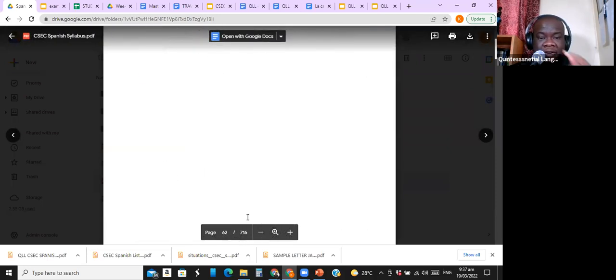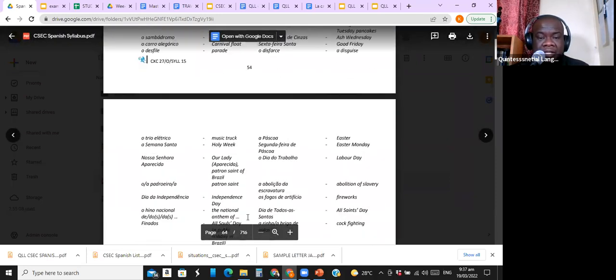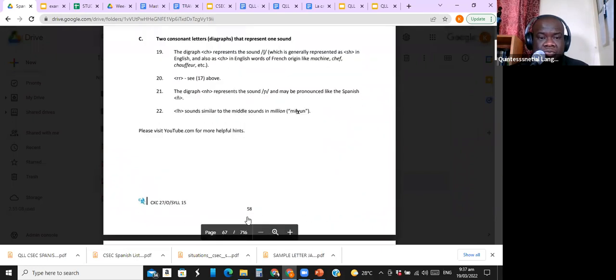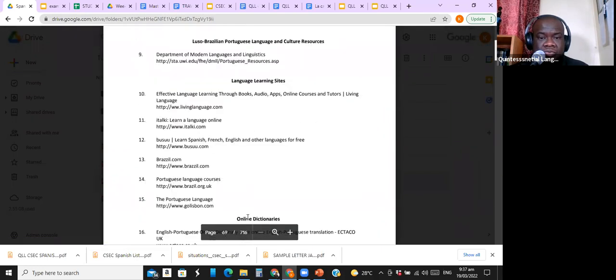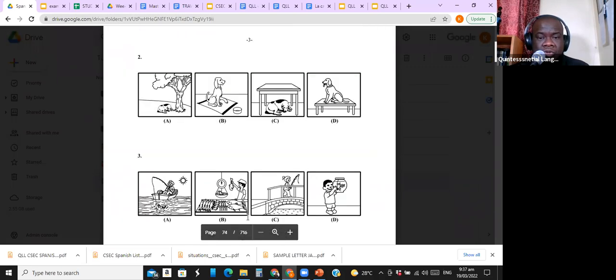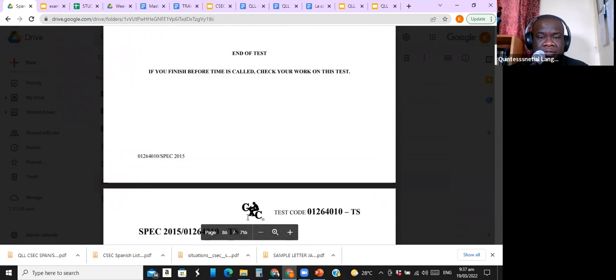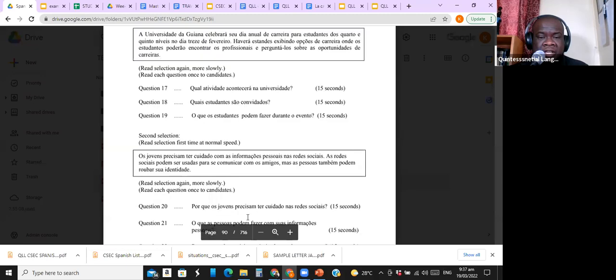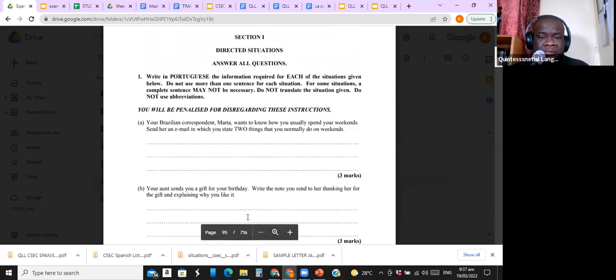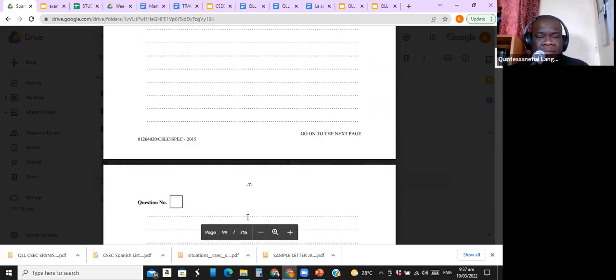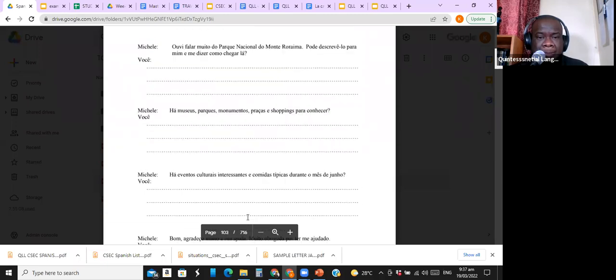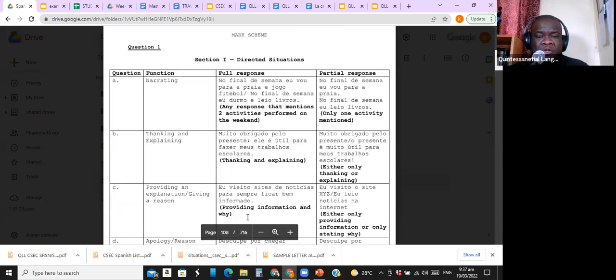And you have very key vocabulary here, right? So take a look at it in the syllabus. So this is actually the Portuguese sample past papers. I think Portuguese has been recently brought on board, so that is why. There are examples for Spanish and stuff in the past. But all of them use the same rubric. So the directed situations, right? And you have an example here from the Portuguese past papers.